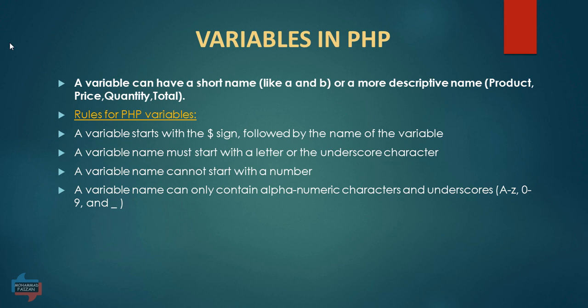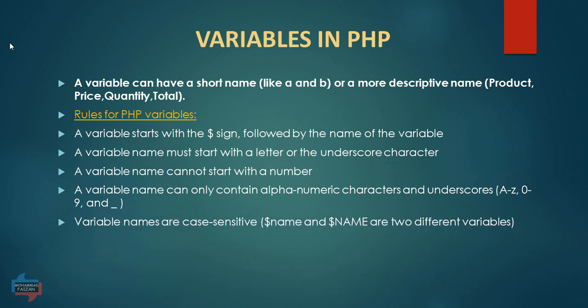A variable name can only contain alphanumeric characters and underscores, from A to Z or from 0 to 9 and underscore. So we already know that. So the next point is variable names are case sensitive. $name and $NAME are two different variables.